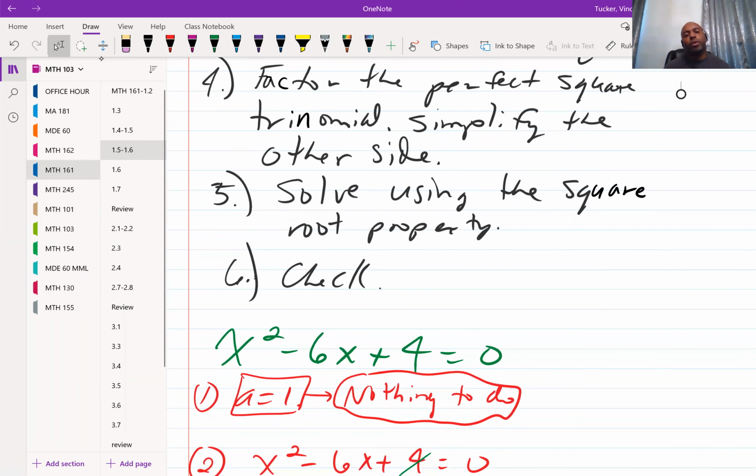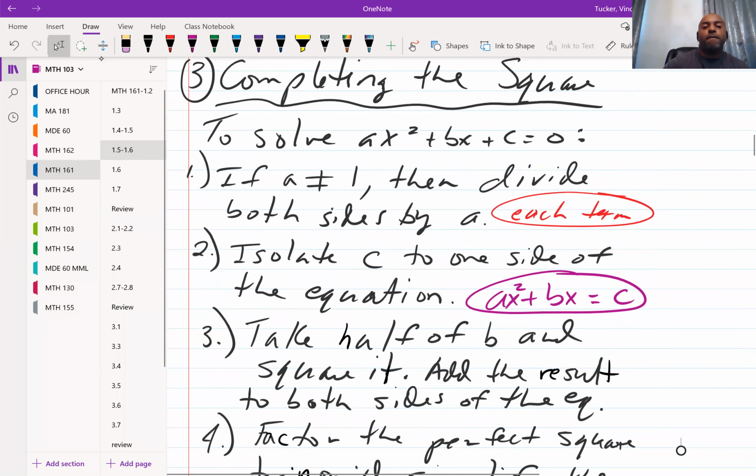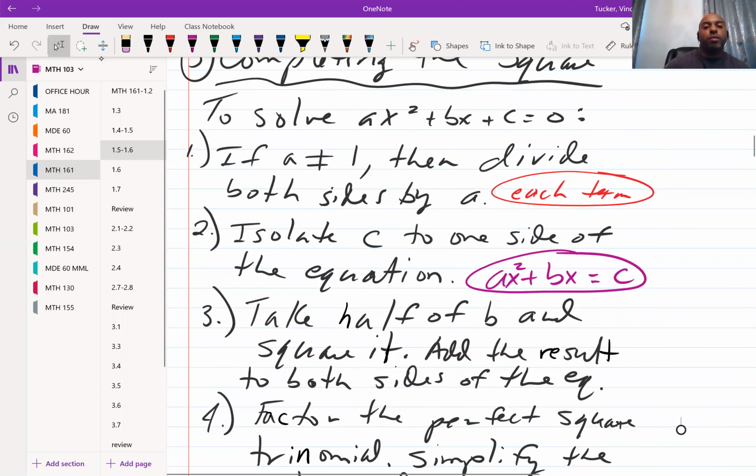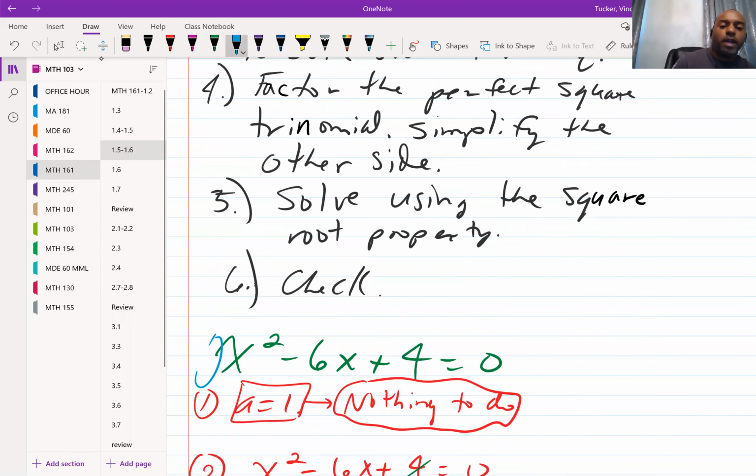All right, so let's look at the first one. We're going to try to go step by step to make sure we're good as far as the completing the square process is concerned. So here we have x squared minus 6x plus 4 equals 0. So the first step says if a is not equal to 1. So in other words, a is the number that's sitting in front of x squared. That's your coefficient of x squared. If a is not equal to 1, then you do step 1. But if it is equal to 1, there's nothing to do. So going back here, notice a is equal to 1. So there's nothing for us to do as far as step 1 is concerned.